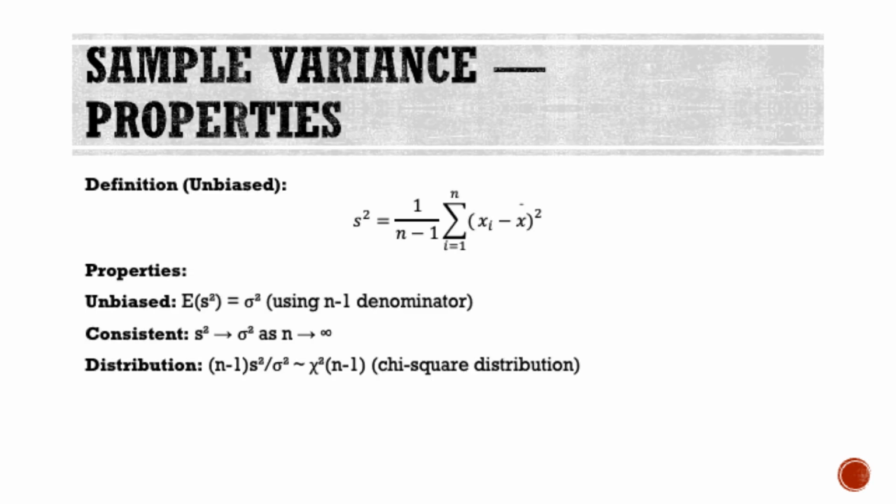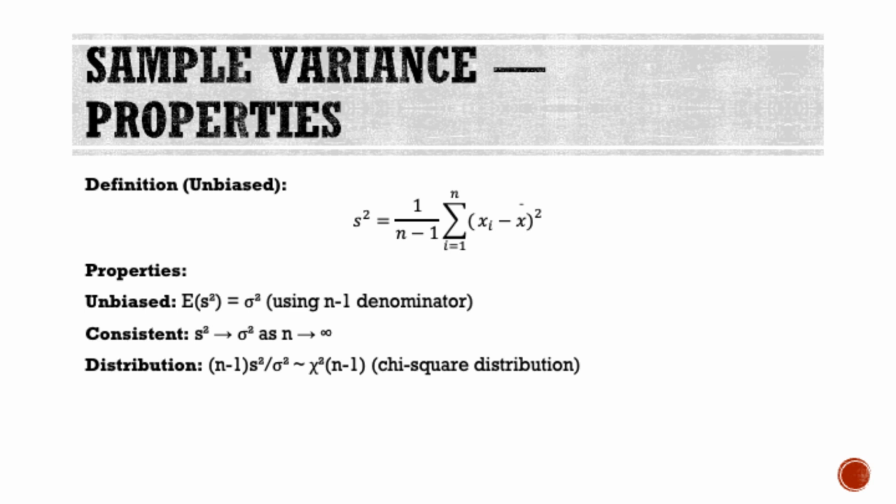Now let's examine the properties of the sample variance. The unbiased sample variance is defined as the sum of squared deviations from the mean divided by n-1. It has three important properties. First, it's unbiased. The expected value of s squared equals the population variance sigma squared. Second, it's consistent. As the sample size increases, s squared converges to sigma squared.